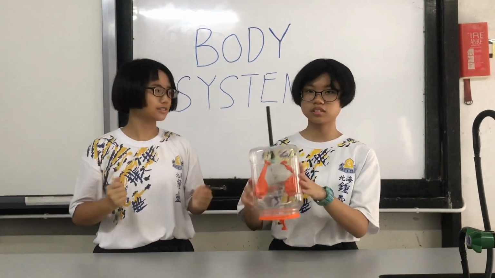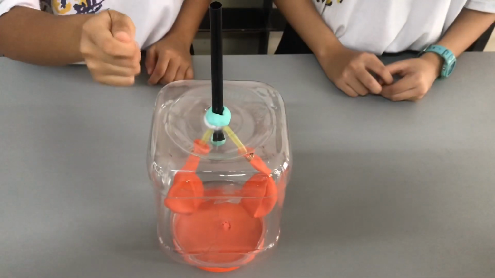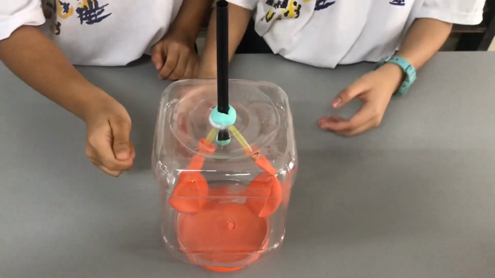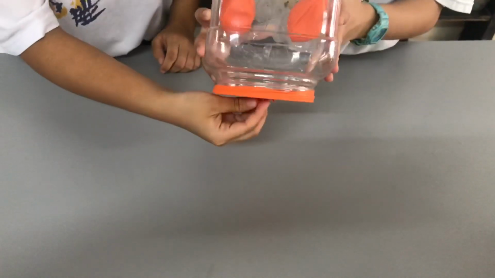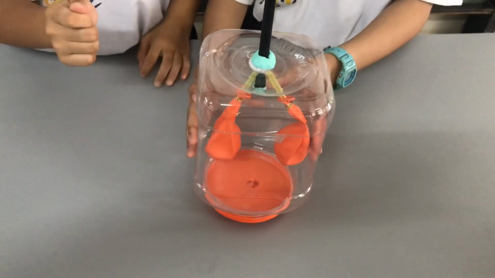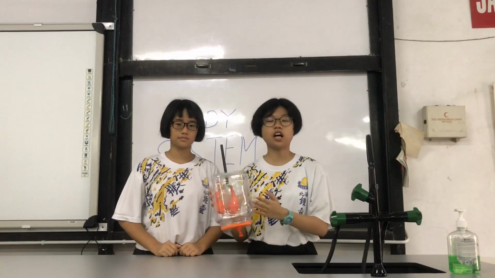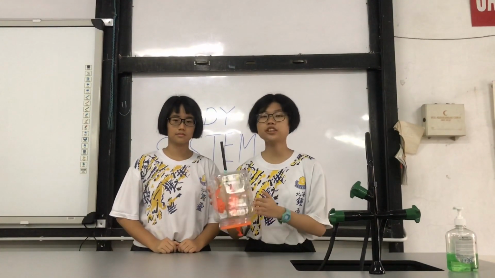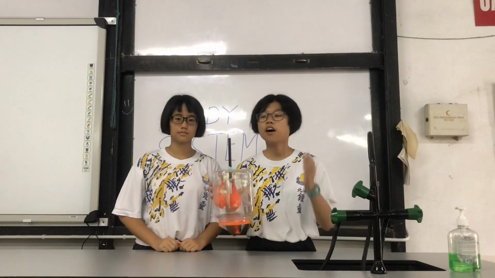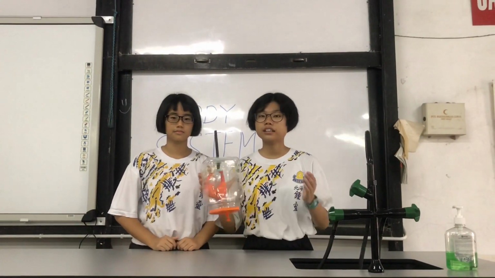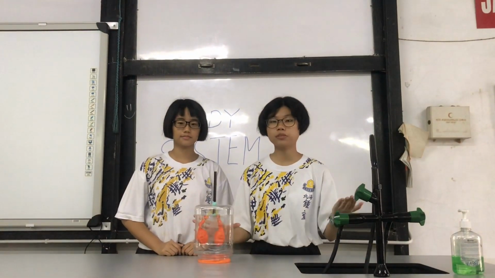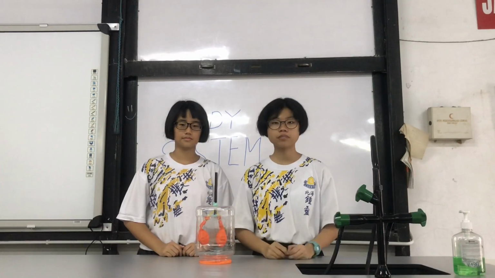But why? The large straw represents the trachea, and the two small straws represent the bronchus. The balloons represent the lungs, and the rubber sheet represents the diaphragm, and the whole plastic container represents the rib cage. The volume in the jar increased, which caused the pressure in the jar to decrease. The higher atmospheric pressure outside the jar forced the air into the balloon. That's why the balloon inflates. Briefly, this is how our breathing occurs in daily life.